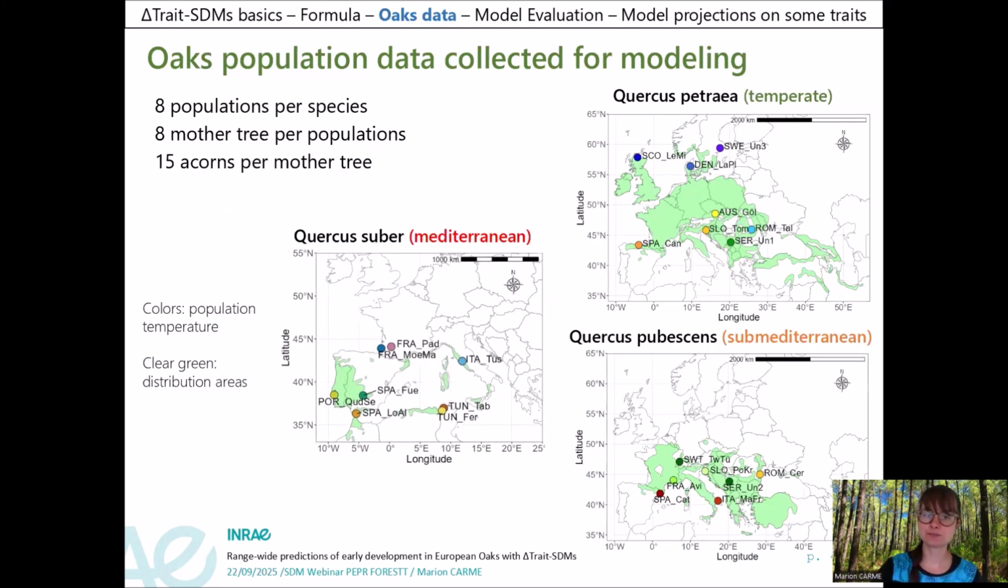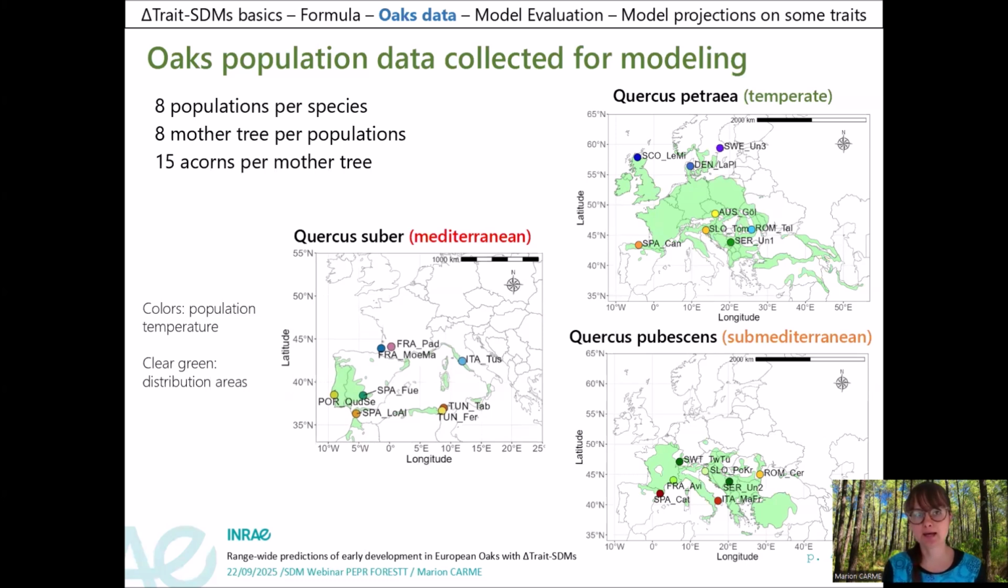So you can already see which kind of data we need. Now let's see precisely which data we collected for modeling early stages of oaks. You can see here that we have 3 oak species covering a gradient from temperate climate to Mediterranean climate. We have sessile oak, Quercus petraea, which is temperate, Quercus pubescens, pubescent oak, that is sub-Mediterranean, and Quercus suber, cork oak, that is Mediterranean. So here you have the distribution area in green.